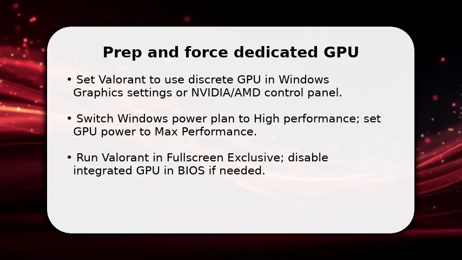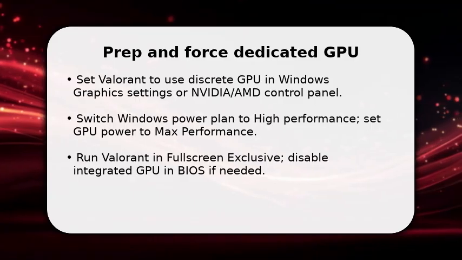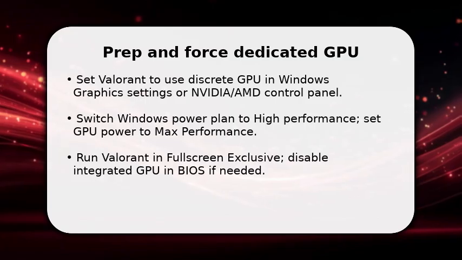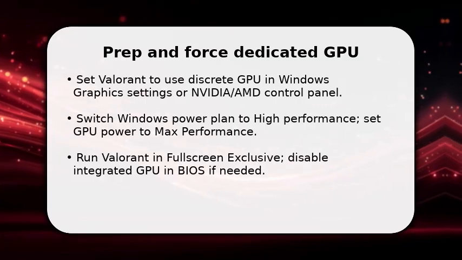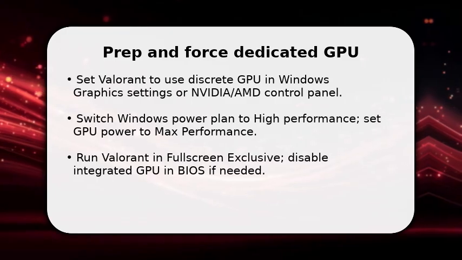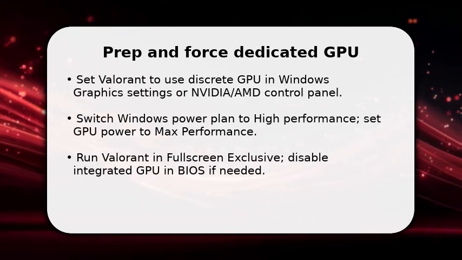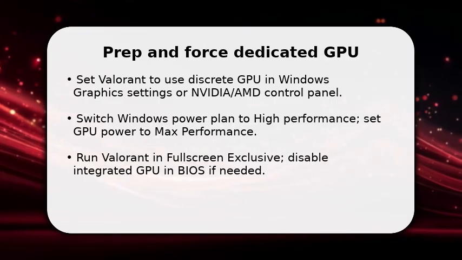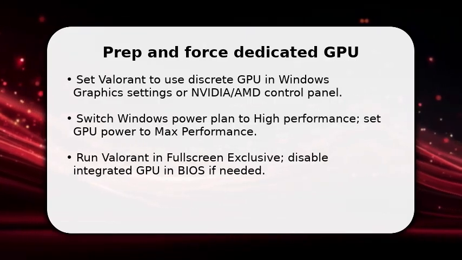You start by forcing the game to use your dedicated GPU and eliminating power limits. Open Windows Graphics Settings or your GPU control panel and assign Valorant to the high-performance GPU. Once done, switch your Windows power plan to high performance and change GPU power management to prefer maximum performance.